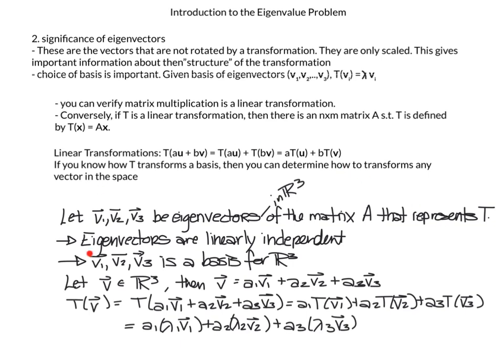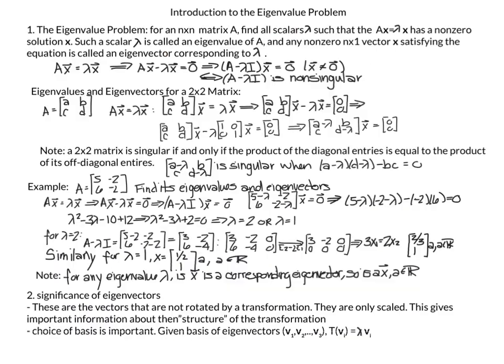So mostly this example is to give you a sense of why eigenvectors are nice and their significance. There are many other examples as well. But the idea, again, is that the eigenvectors are the vectors that are not rotated. They are only scaled by your transformation, and they give you a lot of information about the structure of the transformation. Now we've covered the main material, or the introduction to the eigenvalue problem.